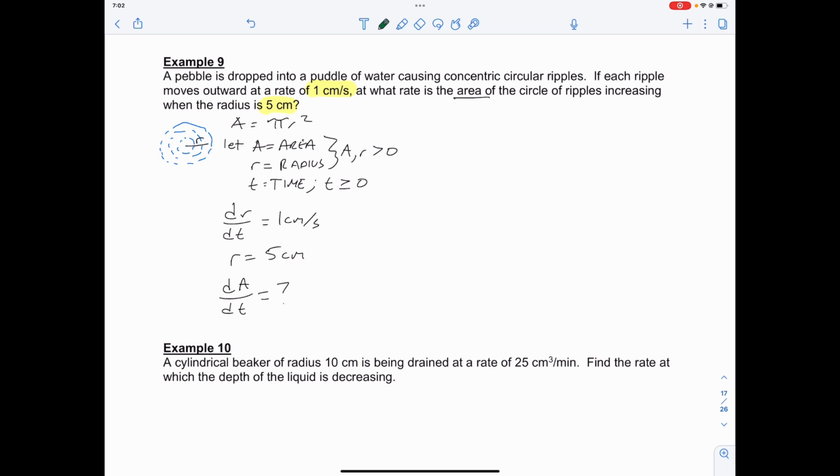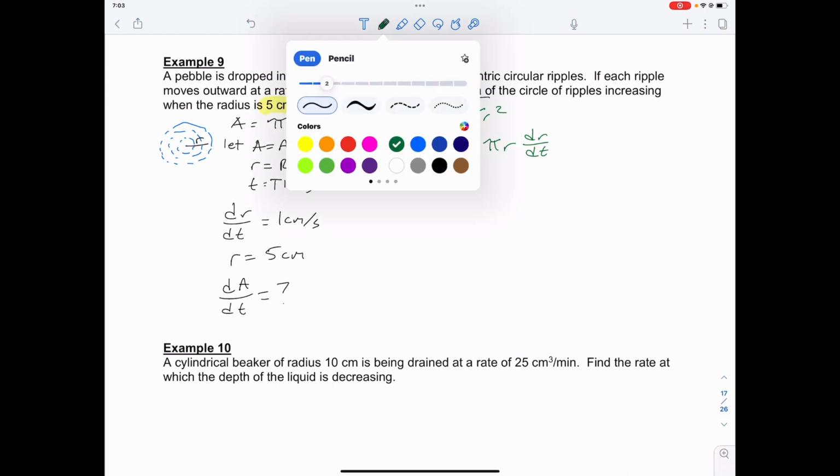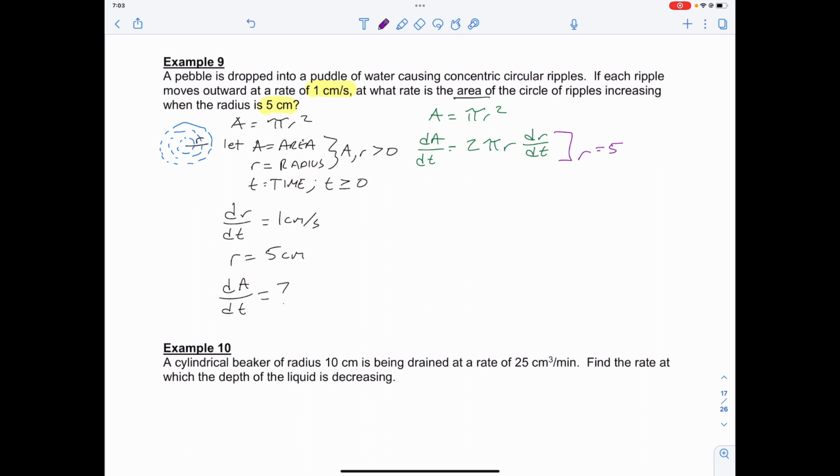Which means that we're going to start by differentiating that area formula. We're going to say that dA over dt is going to equal 2 pi r times dr over dt when we simplify it. And this is when r is equal to 5, which means that dA over dt is going to equal 2 times pi times my r is 5, and my dr over dt is 1, which is going to give me 10 pi centimeters squared per second.